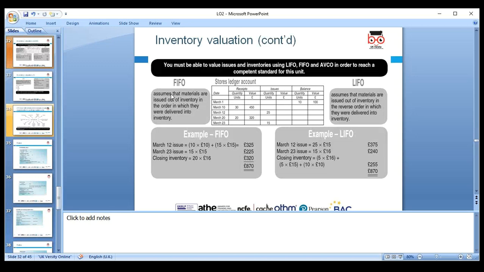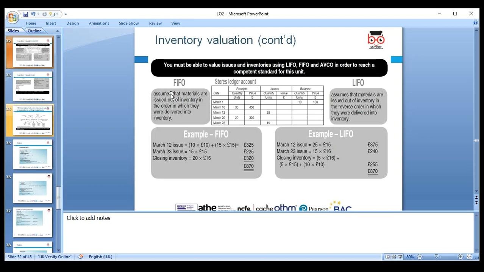This is an example. On the 1st of March we have an opening stock of 10 units, 10 pounds each, which is 100 pounds worth of goods. Then we bought 30 units, which cost us 450. So 450 divided by 30, you can see this is 15 pounds for each unit. Then we issue 25 units. So we can look at the different methods. If we are using first in, first out, I need to open the first box, and it goes first.